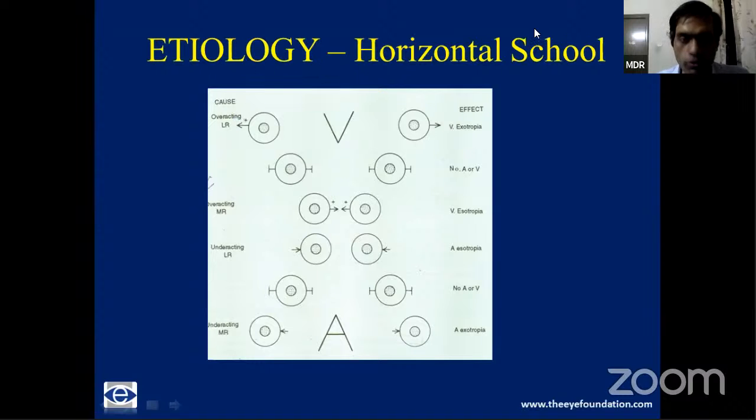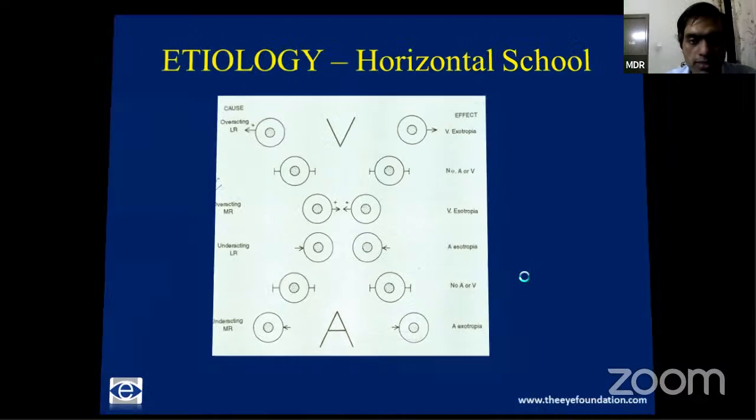This is the horizontal school of thought that was propounded to explain how pattern strabismus occurs. LRs are more effective in up gaze and medial recti are more effective in down gaze. So an overacting LR would cause a V pattern exotropia. An overacting MR would cause a V pattern esotropia. Likewise, underaction of the horizontal recti was used to explain A pattern strabismus.